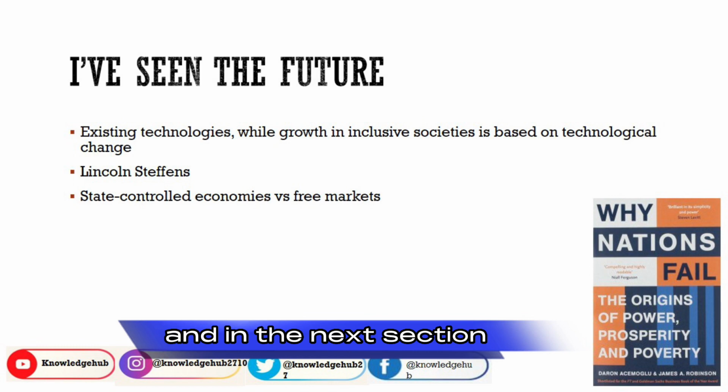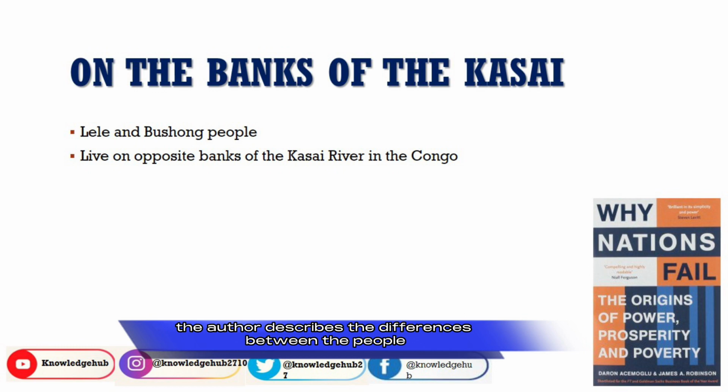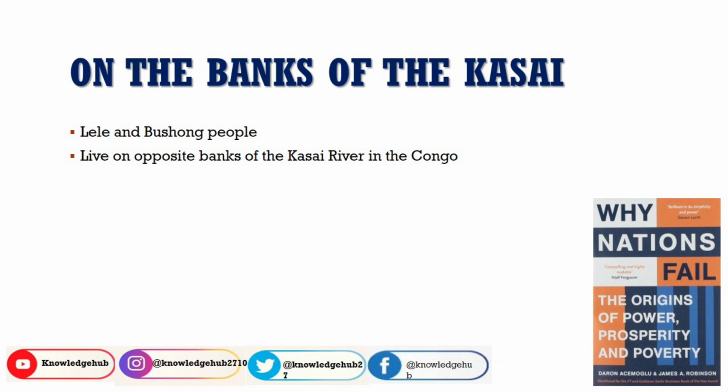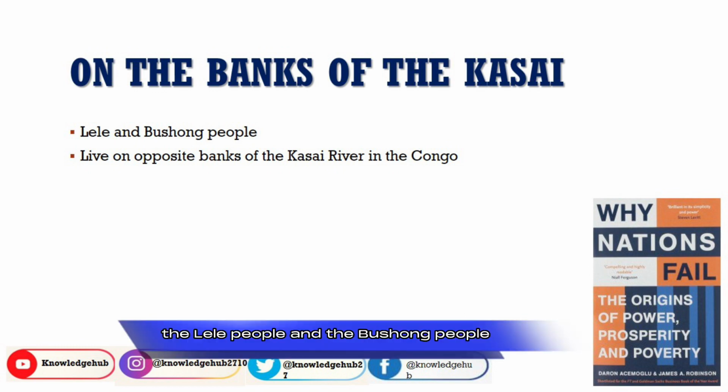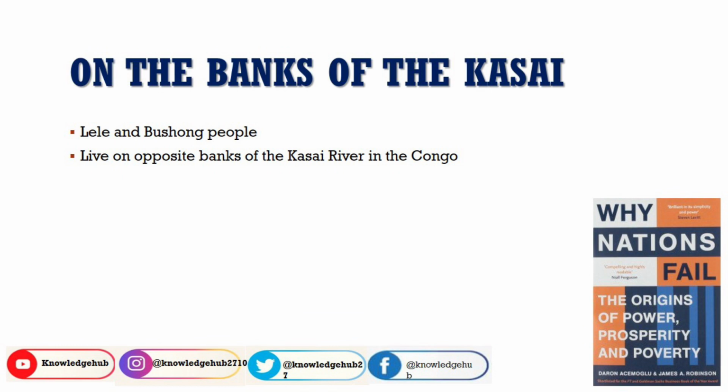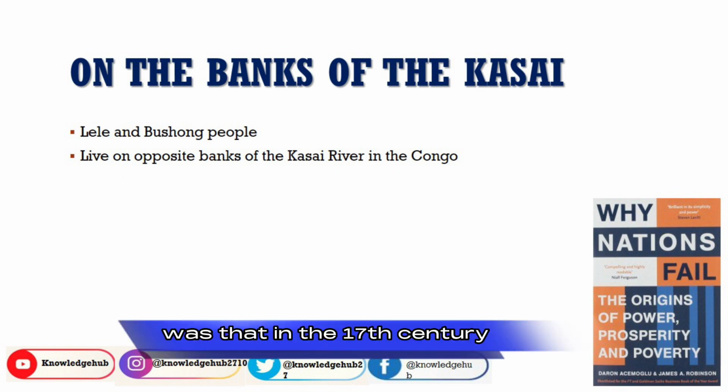And in the next section, which is On the Banks of the Kasai, the authors describe the differences between the Lele people and the Bushong people, who live on opposite banks of the Kasai River in the Congo. Although the two groups are extremely similar, the Bushong people are far richer and more economically productive. The reason for this inequality was that in the 17th century, there was a king whose name was Shyaam. He created the absolutist extractive Kuba kingdom, and he imposed new farming techniques.